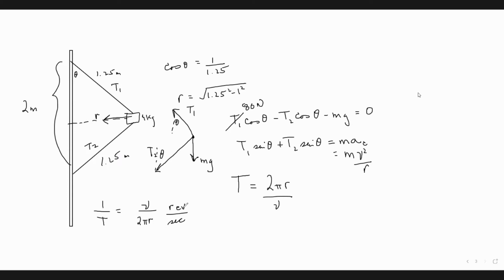Now we want to turn this into revolutions per minute. There are 60 seconds per minute. Okay, there you go. That will be the number of revolutions per minute. So 60 times v divided by 2 pi r.